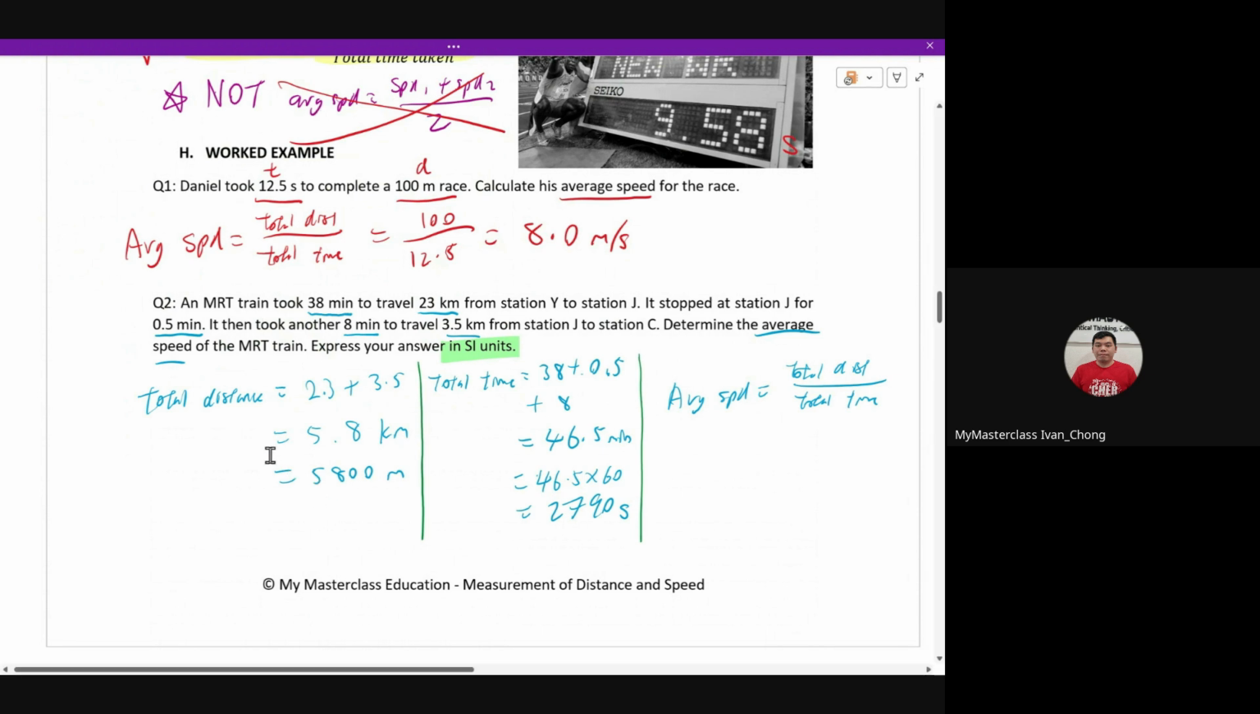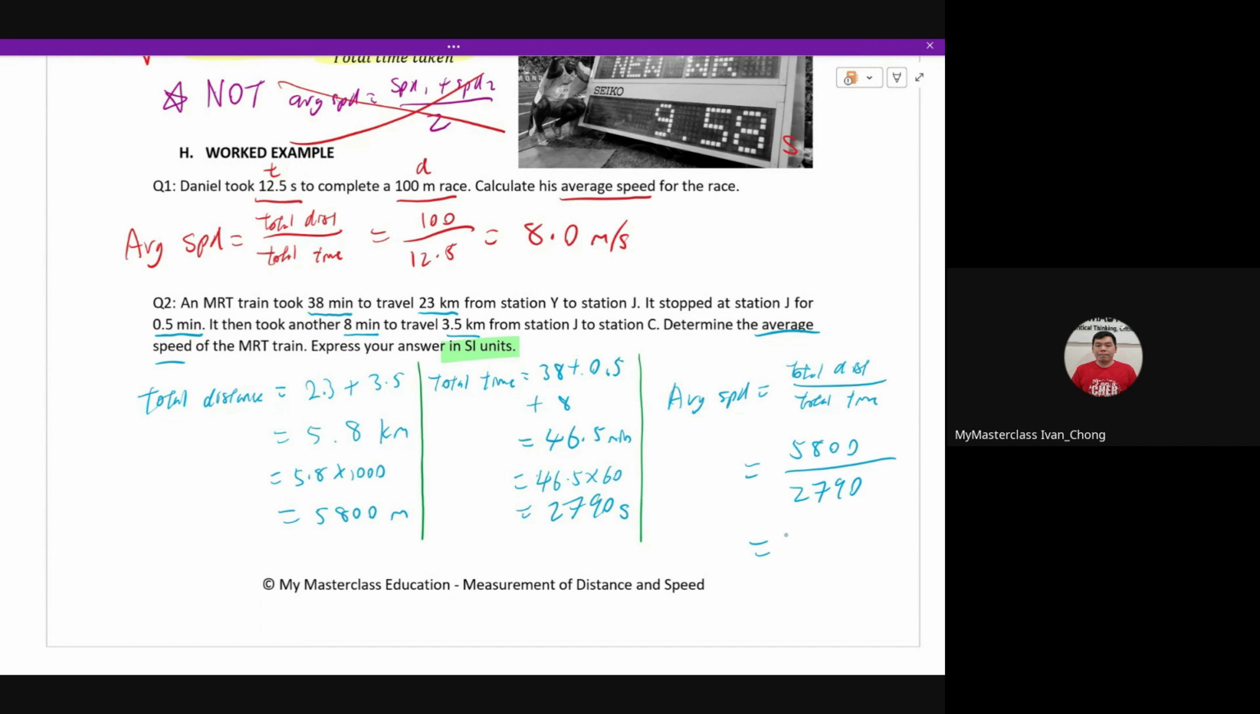Just now earlier on, if you don't remember how to convert kilometers to meters, we just multiply by 1000. So it's 5.8 times 1000. Okay, so now that we have our total distance and our total time, we just need to divide.